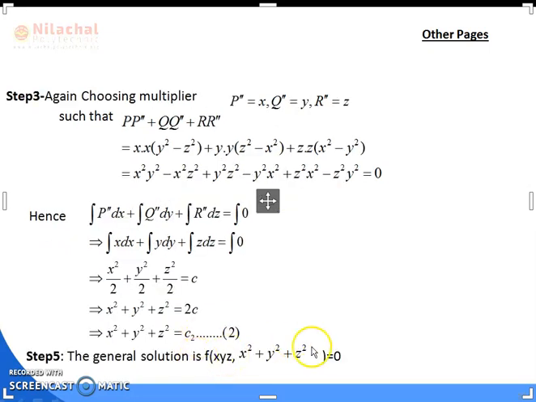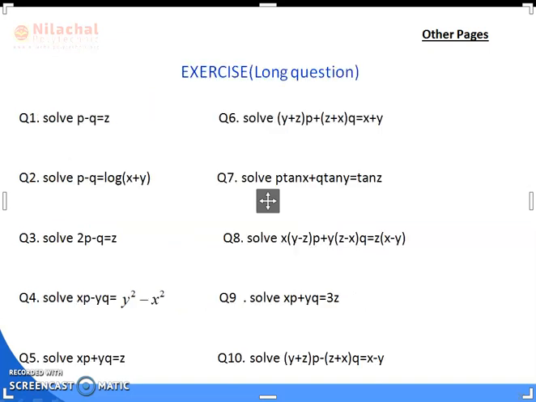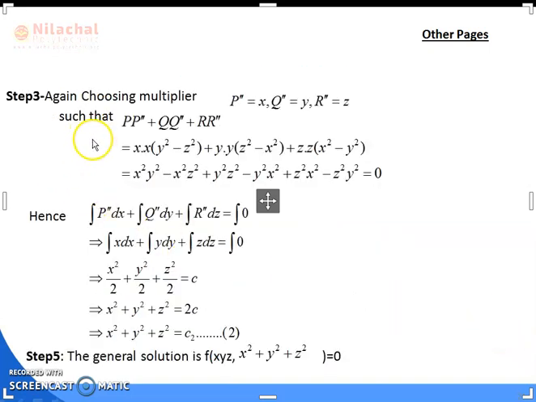Similarly, come to another multiplier. Again choosing another multiplier, P double dash equals x, Q double dash equals y, R double dash equals z, such that P double dash plus Q double dash plus R double dash, we are putting x into something, y into something, z into something. Then x square y square, x square z square, y square z square and so on. All are having opposite signs: x square y square minus x square y square, minus x square z square plus x square z square, plus y square z square minus y square z square. So they cancel, that equals 0.